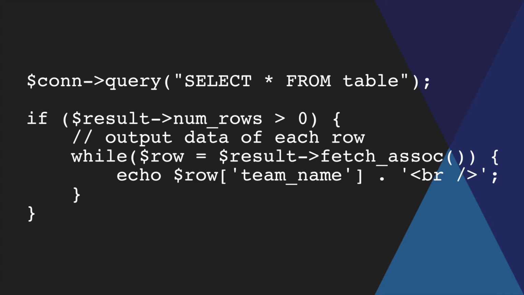This row variable is a normal associative array, and our keys in the array are the column names, and we can print it out like normal arrays. So keeping with the team example, we can print the team data like this.